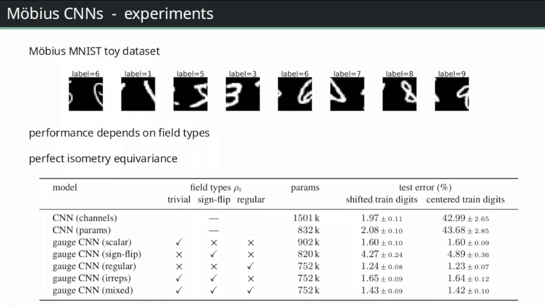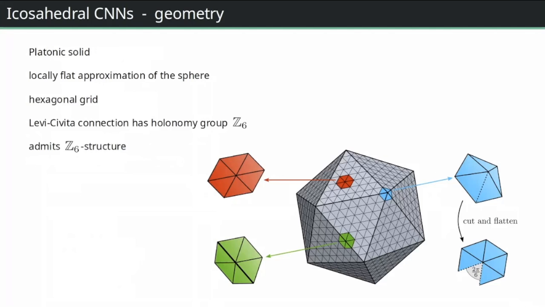And of course, we use Mobius MNIST to test what is going on. Simplest thing you can do. And we compare it with the standard CNN, which knows about the topology, we copy stuff over, but we don't have steering, it doesn't have any steerable kernels, and it performs worse. In particular, it's not isometry equivariant, while our models are all isometry equivariant. Then we test different field types, and regular works best, as always. And the sign flip representation somehow does not work very well, so it over-constrains the problem in some sense. It's just an empirical observation.